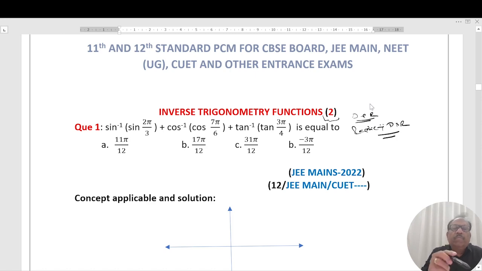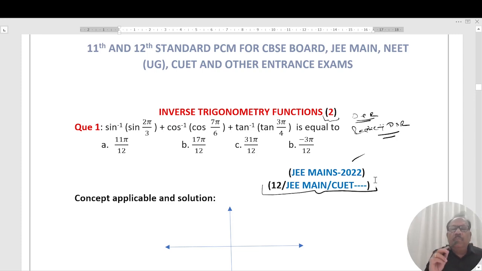Now, question is, sine of inverse sine 2 pi by 3 plus cos of inverse cos 7 pi by 3, tan of inverse tan 3 pi by 4 is equal to, 4 options are given. Question is taken from JEE 2023, applicable for all these, right?